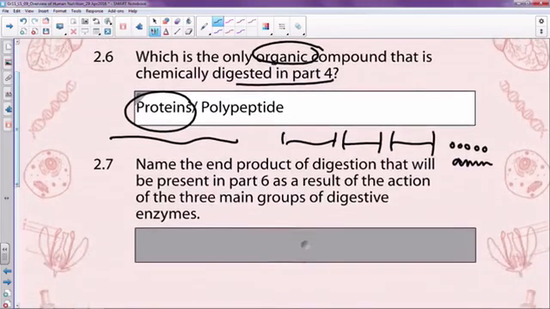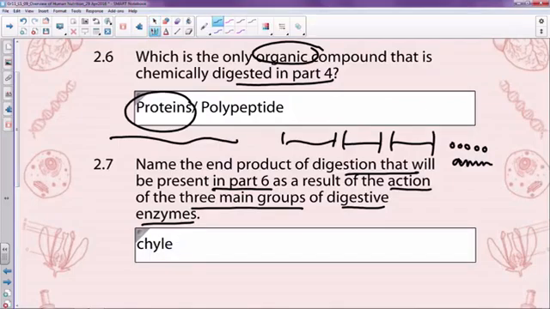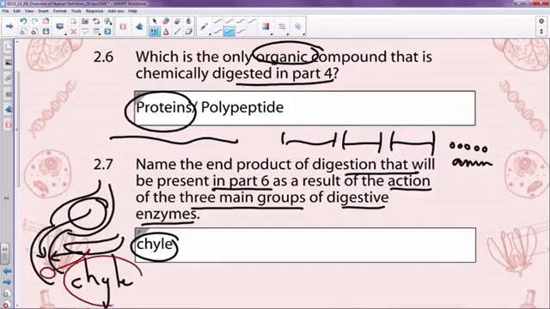2.7. Name the end product of digestion that will be present in part 6 as a result of the action of the 3 main groups of digestive enzymes. Let's look at the answers for that. So this was Ka. When you look at what happens to the food that enters from the stomach into the small intestine, the contents now become Ka, the mixture of the juices from the intestine as well as from the pancreas that mix together to form a basic or alkaline medium called Ka.